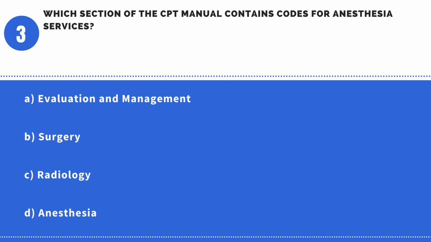Question 3. Which section of the CPT manual contains codes for anesthesia services? A. Evaluation and management. B. Surgery. C. Radiology. D. Anesthesia.